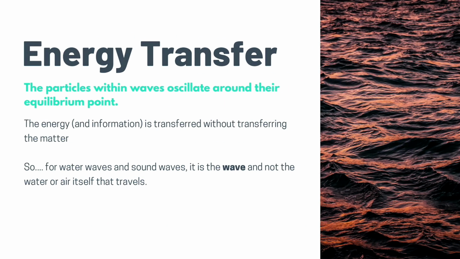You'll notice that both types of waves, the particles within the wave oscillate around their equilibrium point. With a transverse wave, they oscillated up and down like that. And with a longitudinal wave, they oscillated back and forth like that. But they didn't actually transfer the matter, or the particles didn't transfer from one bit to the next. All they did was they transferred the energy, and the particles themselves stayed where they are.